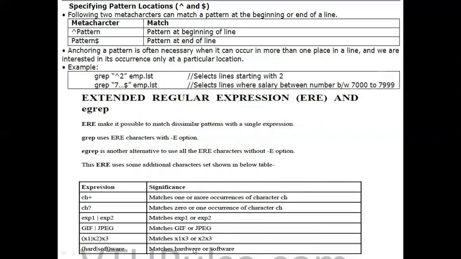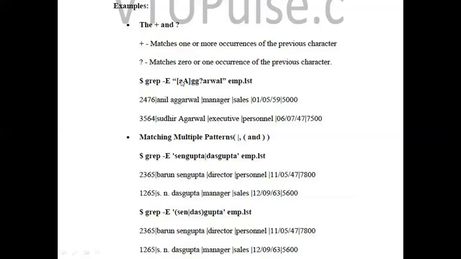So the major difference between basic regular expression and extended regular expression is that you can include different patterns within a single expression. This was not possible with basic regular expression. So in order to use grep for framing extended regular expressions, you need to use an option called minus E.